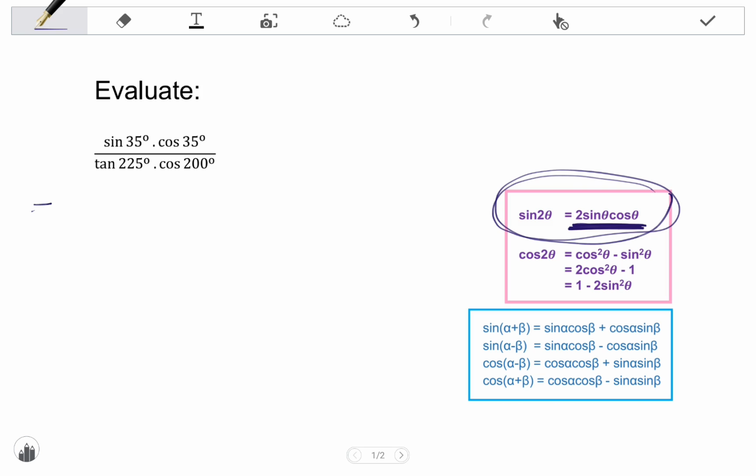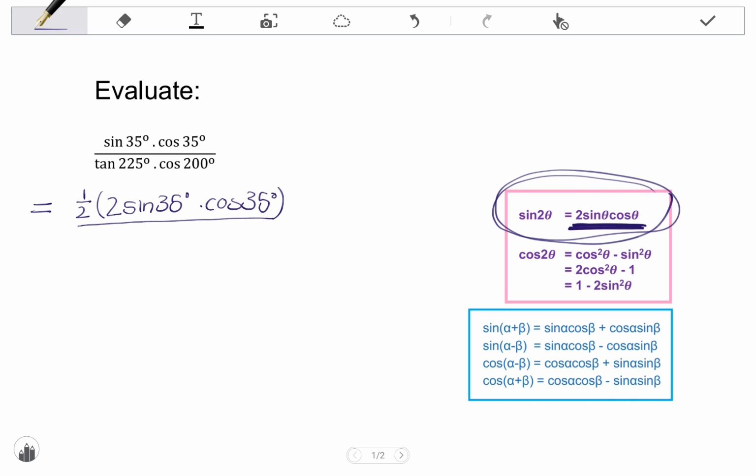So I'm going to work with my numerator first. If I insert the coefficient of 2 to have 2 sine 35 degrees times cos 35 degrees, in order to get the full sine double angle expansion, I do also need to multiply by a half to ensure that I'm not changing the value of the expression.